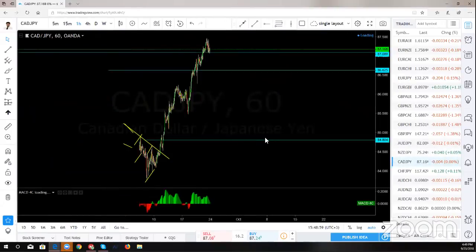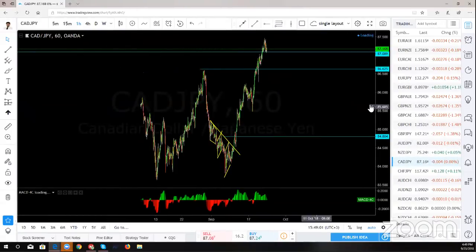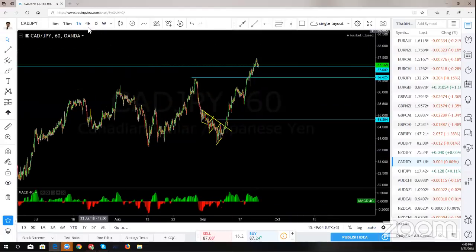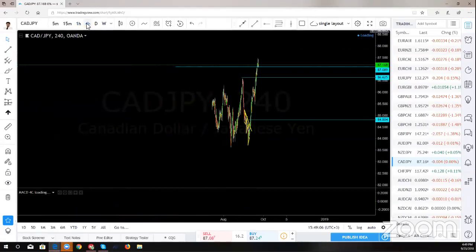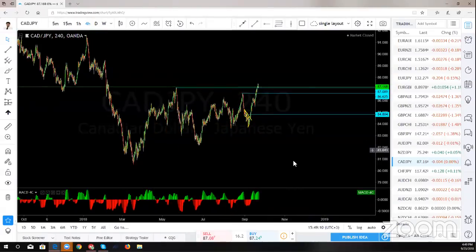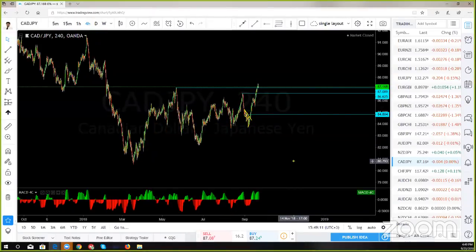CAD. That could be making a bigger correction because CAD eventually broke the top. So CAD, we're not expecting this to go much more to the upside. As a matter of fact, I'm expecting CAD to come back down. So we're looking for Pound Yen down. We're looking at CAD down.